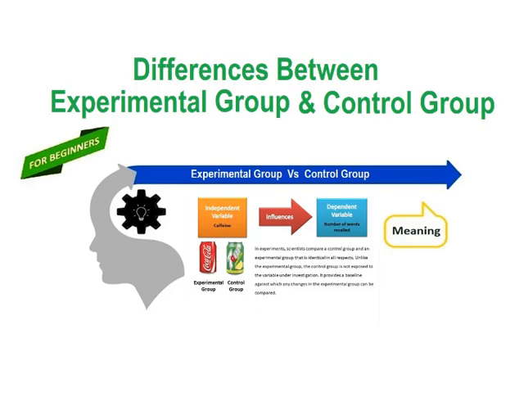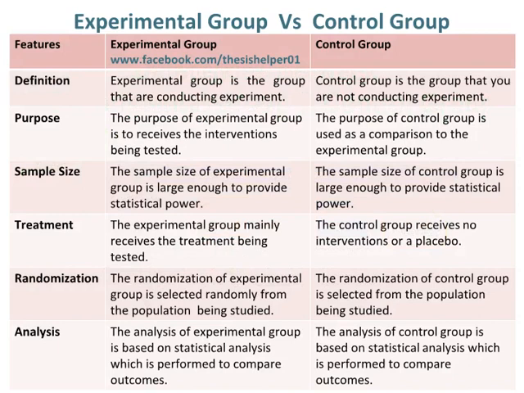Differences between experimental group and control group. Experimental group versus control group. Experimental group is the group that is conducting the experiment, whereas control group is the group that you are not conducting the experiment on. The purpose of experimental group is to receive the interventions being tested, whereas the purpose of control group is to be used as a comparison to the experimental group.